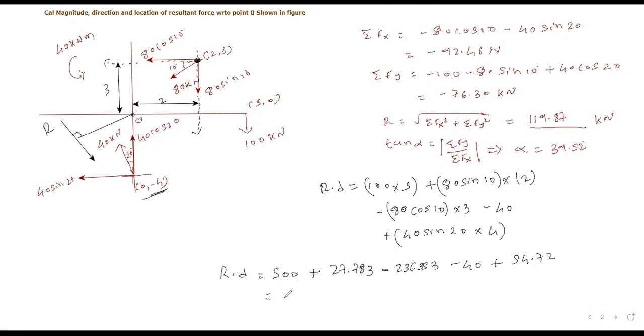Yes, 2.55 is the right answer. 2.55. In this case, our answer is the positive one. So our assumed direction of resultant force will be positive. Okay, this is the value of D. I hope it is clear to all. Clear hai? Please confirm me.